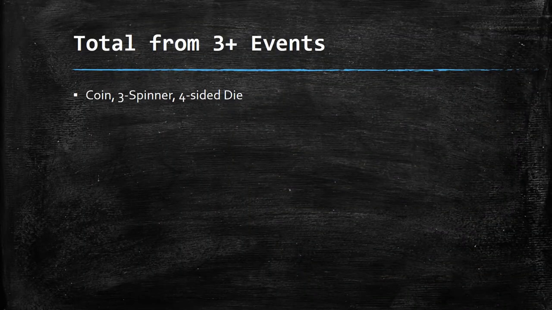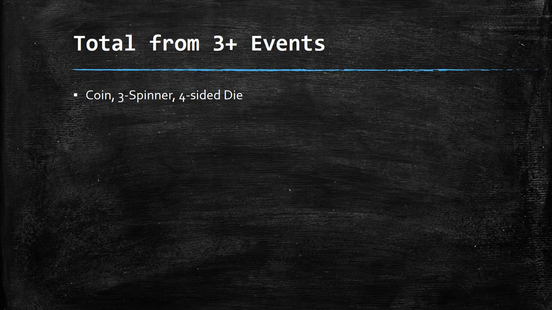Now we're going to take a look at something a little more complicated. We're going to look at something with 3 or more events. So we're going to make up a crazy event here. I'm going to flip a coin, I'm going to have a spinner that has 3 options, and then I'm going to have a 4-sided die.